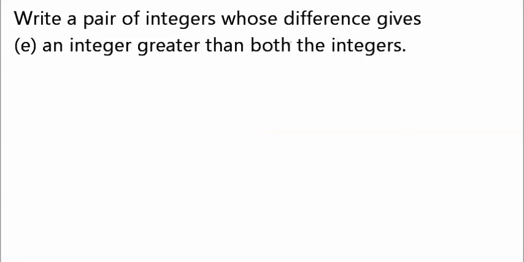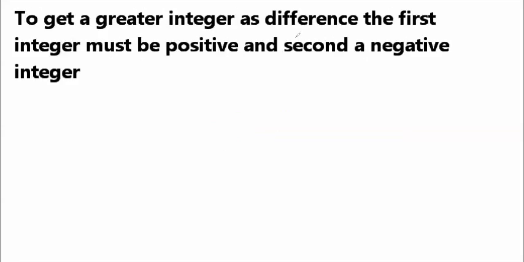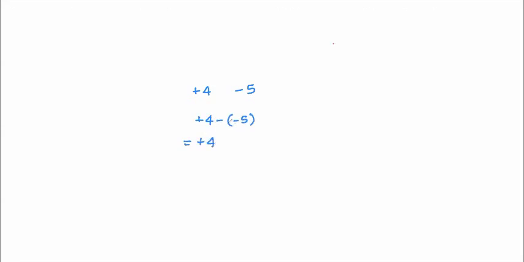We want the integer greater than both the integers. Now it is exactly the opposite of what we did earlier: the first number has to be a positive number and the second has to be a negative number. That way, what we'll do is +4 minus -5. Plus 4 minus minus, same signs, results into plus 5. Plus is addition, 5 plus 4 is 9 and the sign of the greater number is plus: +9. Plus 9 is greater than both +4 and -5.